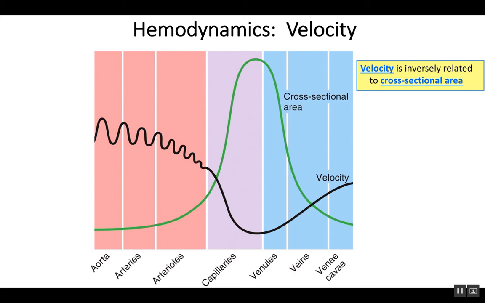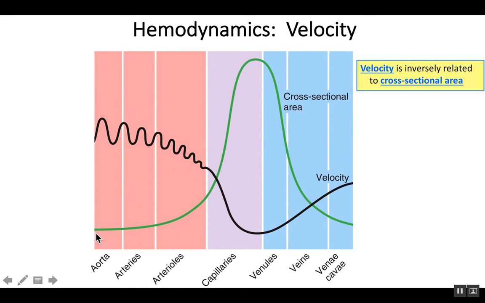Cross-sectional area determines velocity. In fact, velocity is inversely related to cross-sectional area. What that means is when you have a low cross-sectional area, velocity is at its highest. So this one gets a little confusing because you're looking at the capillaries and you're saying, whoa, why do capillaries have the greatest cross-sectional area? I thought they were the smallest. But what we're doing is we're looking at all of the capillaries together. So if you add up the cross-sectional area of all capillaries, that is much, much greater than a single aorta.